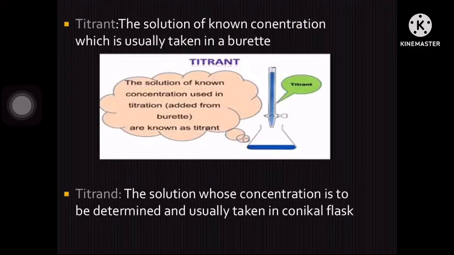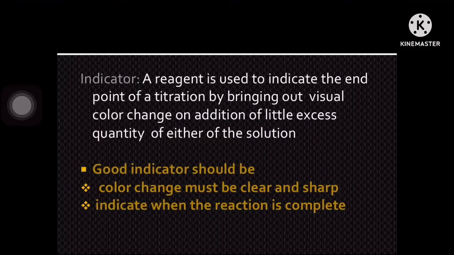Titrant is the solution of known concentration, which we usually take in the burette. Analyte is the solution to be determined. Now, the indicator is the reagent used to indicate the end point of a titration by bringing out a visual color change. It should have a clear and sharp color change, and it indicates when the reaction is complete.